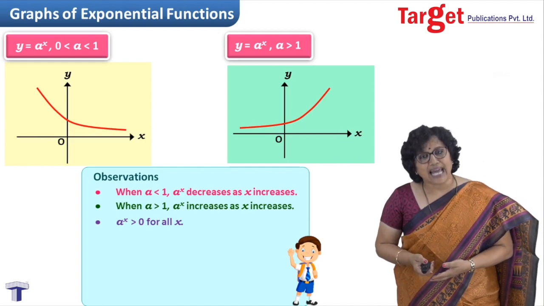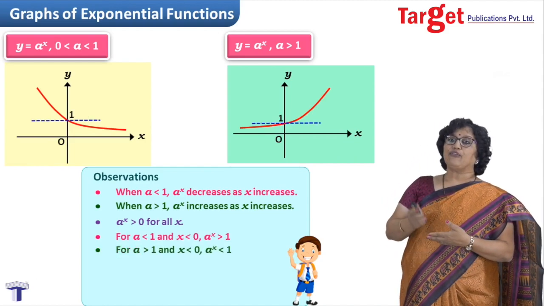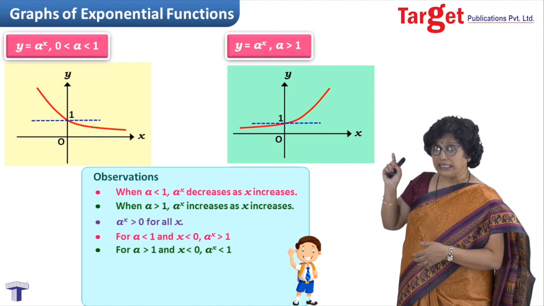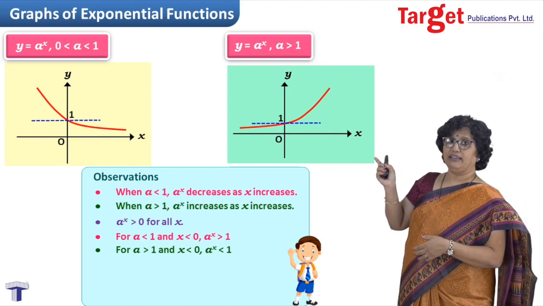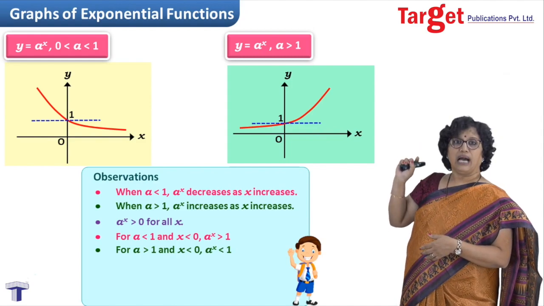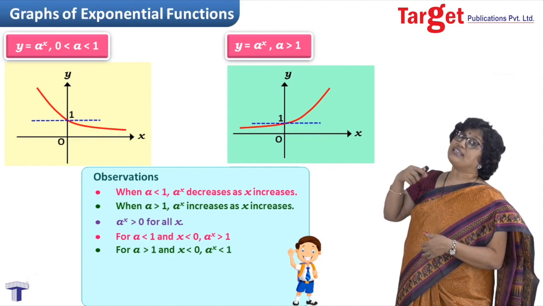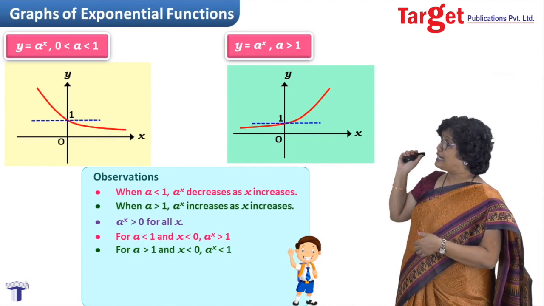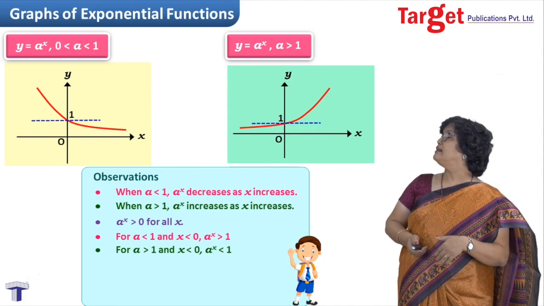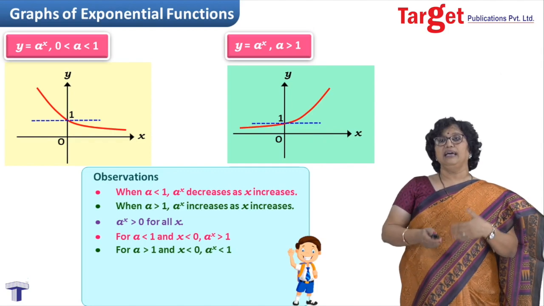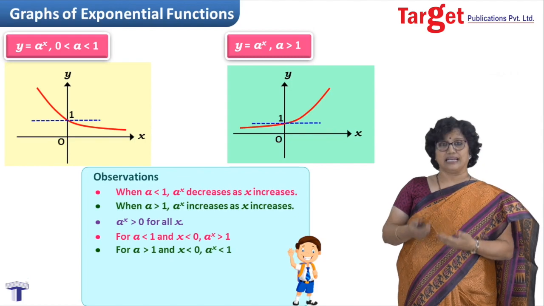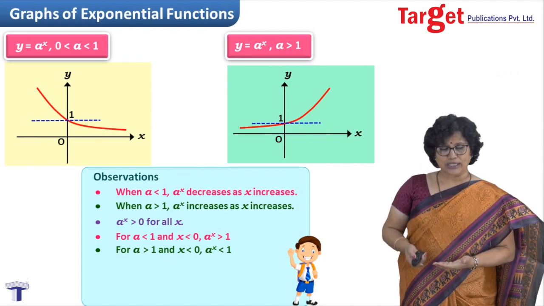Then, next, I observe that for x less than 0, look at the curve on the left one, and observe that the dotted line which I have drawn at height 1, the curve is above that line. But in the second graph, it is below that line. And that is what we have written in the statement as, when a is less than 1, a raised to x is greater than 1, and a raised to x is less than 1 whenever a is more than 1.